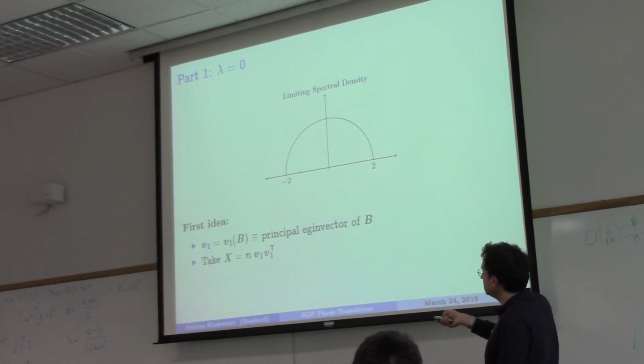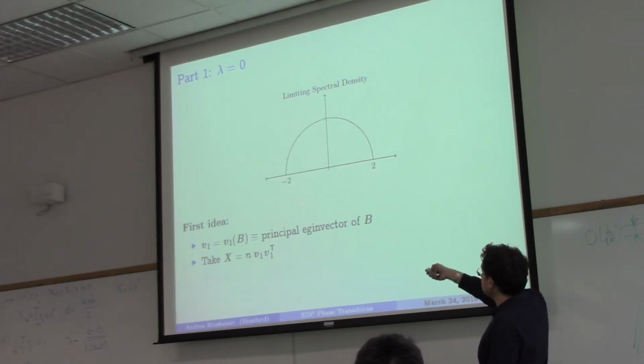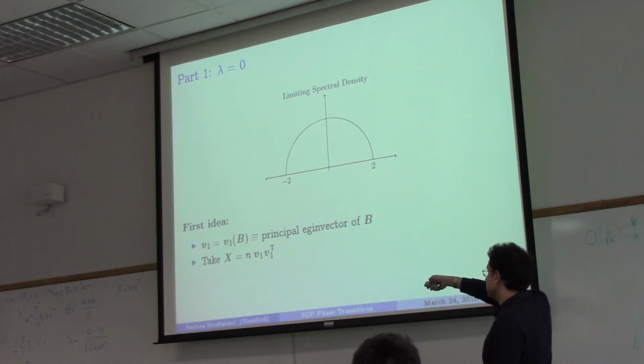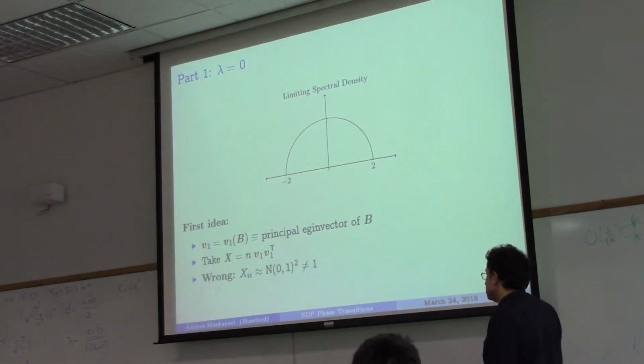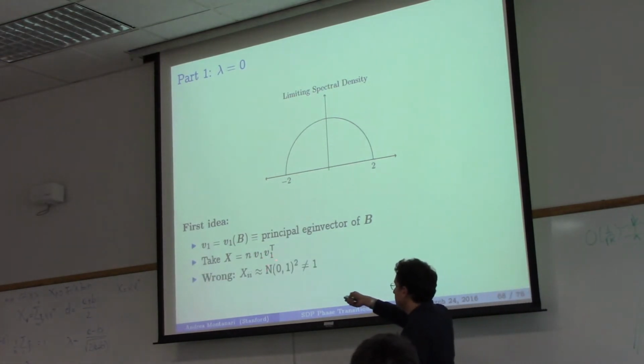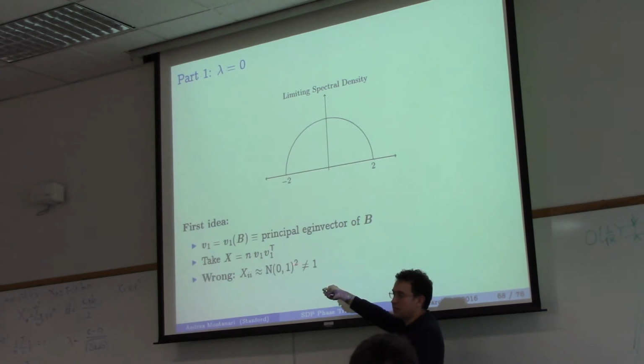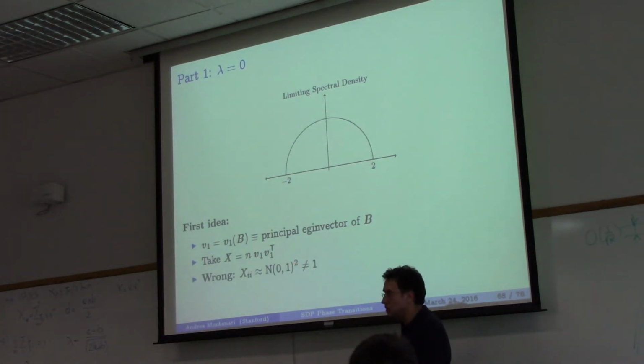One day I woke up. So the first part, lambda equals 0, is simple. So this is the spectrum of this matrix. So the naive thinking would be, okay, you take the principal eigenvector of this matrix, and then you take v1 v1 transpose. The problem is that if you take this, the entries on the diagonal are the square of a Gaussian random variable, so they are not 1 at all.